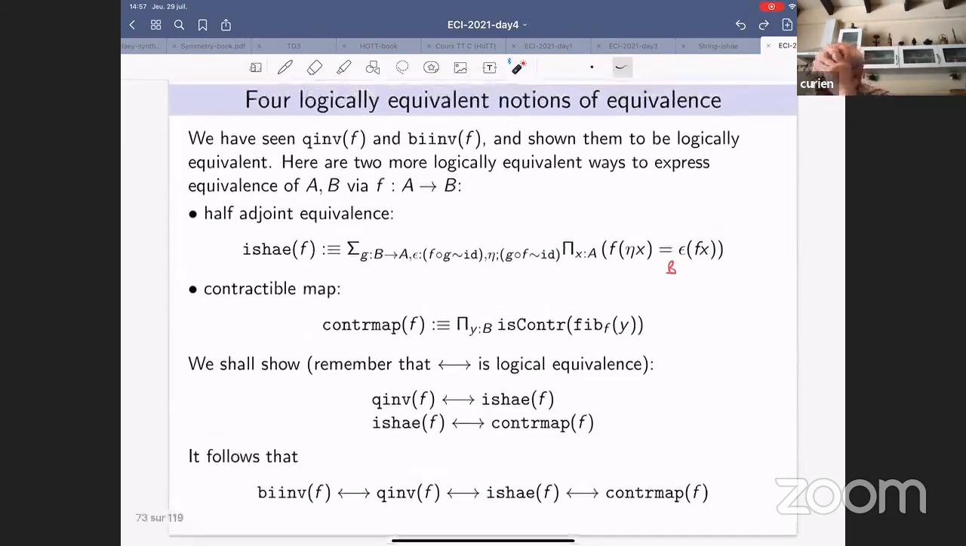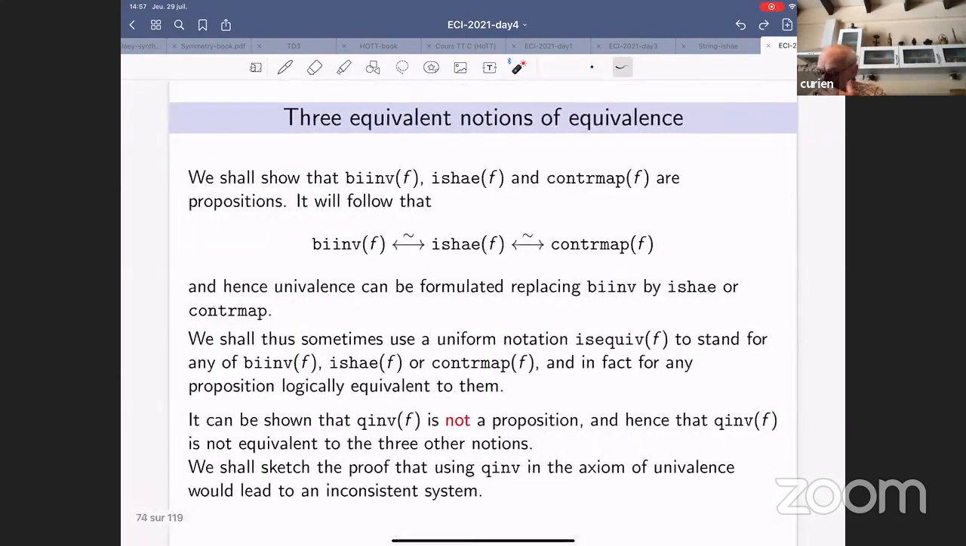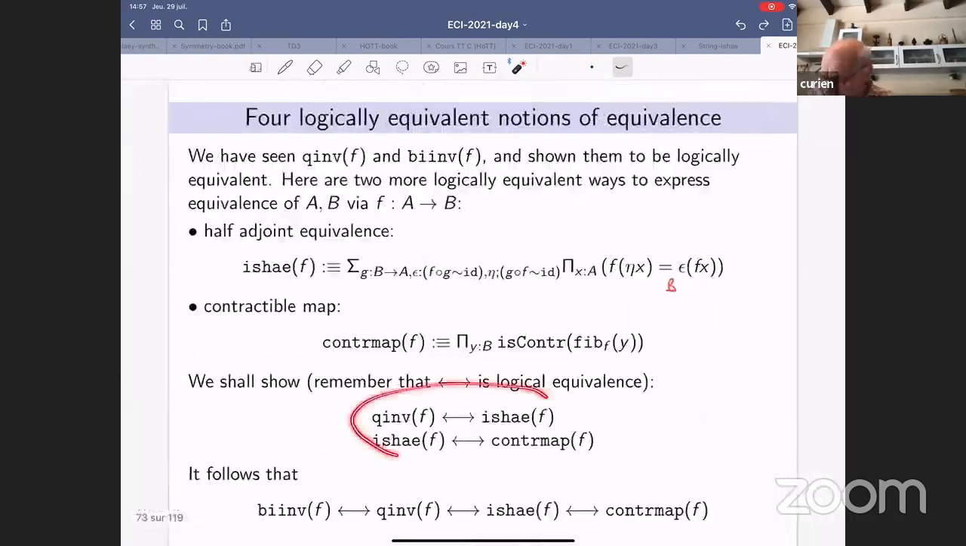Okay, so now comes the actual work that I deferred to today, which is to prove carefully that these two other notions of equivalence are logically equivalent to the ones we already know to be logically equivalent. Okay, so that's one thing that I'm going to do.